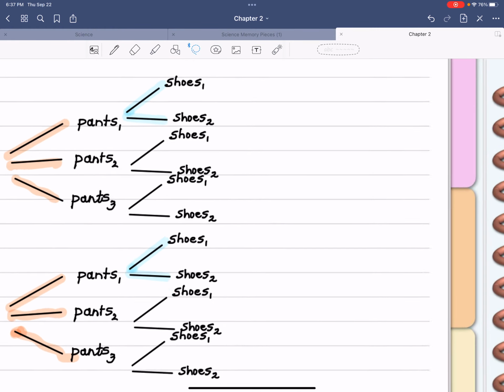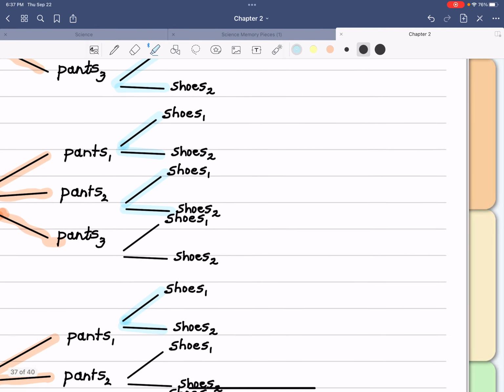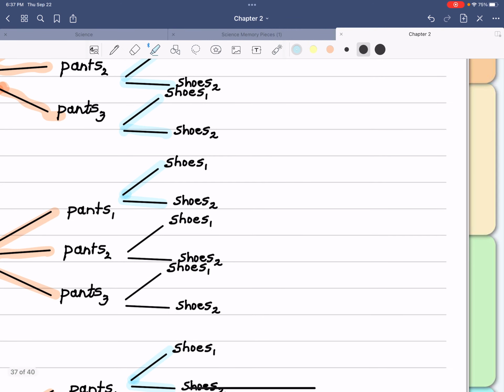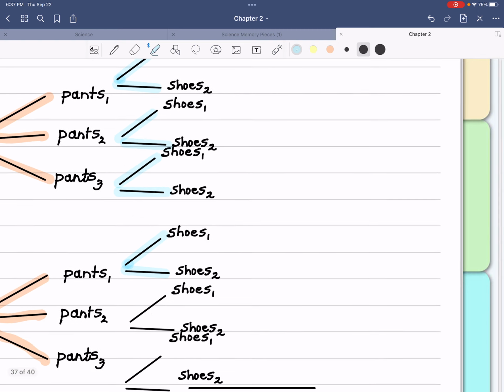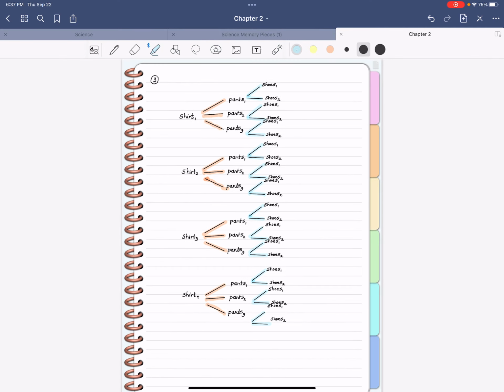So I'm going to count the branches on this last row. So we have 1, 2, 3, 4, 5, 6, 7, 8, 9, 10, 11, 12, 13, 14, 15, 16, 17, 18, 19, 20, 21, 22, 23, 24. So Anthony has 24 choices of outfits.